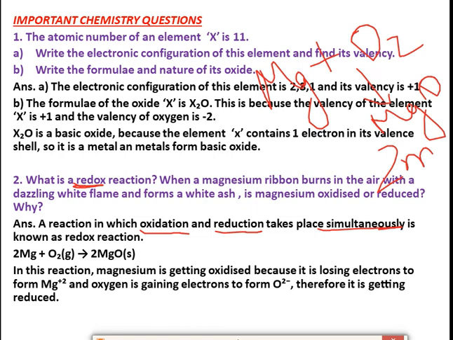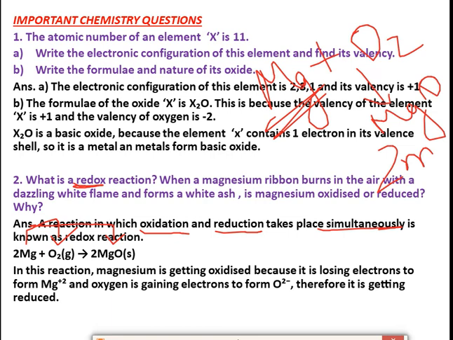So we have to say whether this magnesium is getting oxidized or reduced. Let's check the reaction. Mg plus O2 gives MgO. You can see that magnesium and oxygen combine to form MgO, which means oxygen is added to magnesium. So, addition of oxygen, what do we call that process? We call it oxidation. So obviously in this reaction, magnesium is getting oxidized.